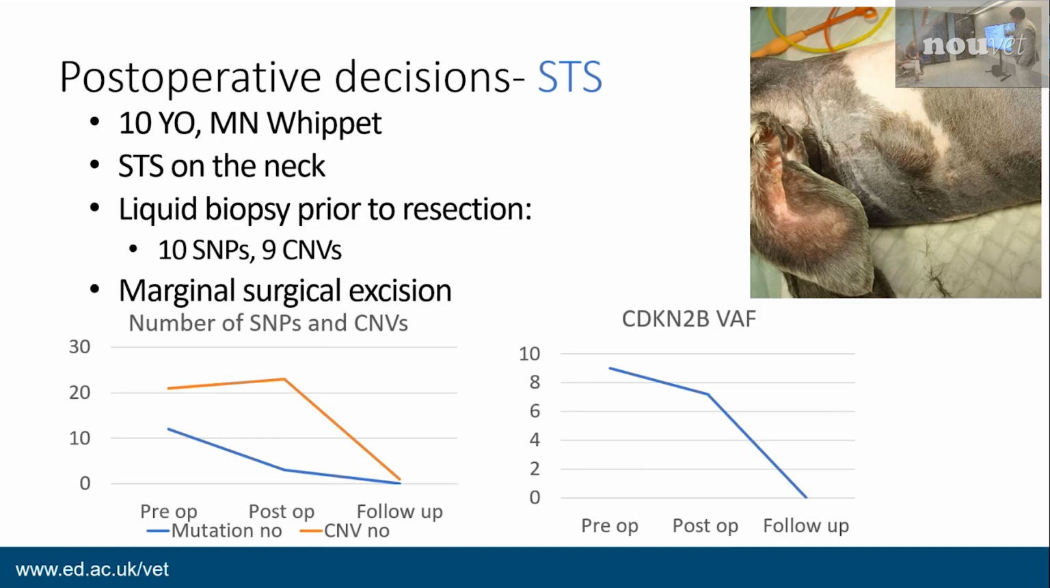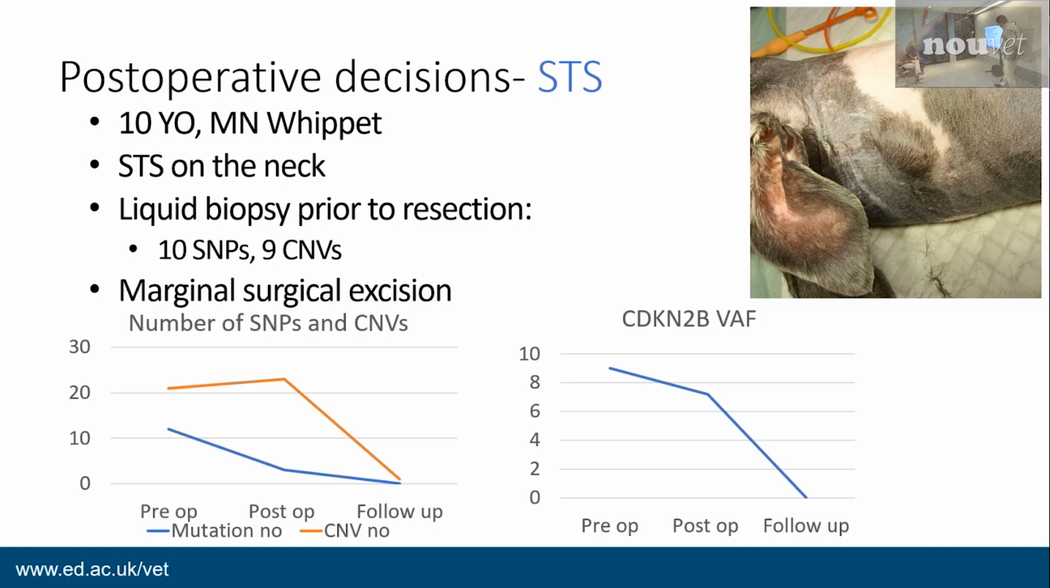Then they resected it, and it came back as a high-grade soft tissue sarcoma that was infiltrating into the neck. So the dog underwent marginal surgical excision, intraoperative radiation, plus external beam radiation. But you could still see that the number of mutations decreased, while the number of copy numbers still remained almost the same.